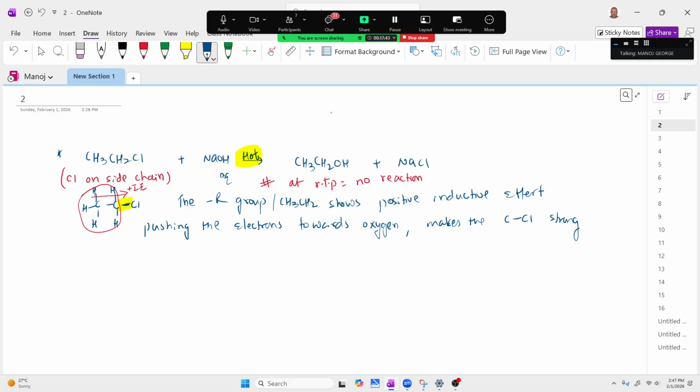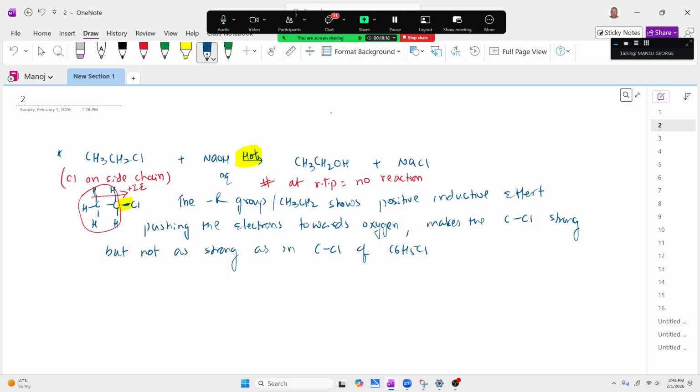Okay. So we know that making the C-Cl bond strong, but not as strong as the C-Cl bond of chlorobenzene. So we're just trying to compare the C-Cl of chloroethane. It is strong, but we can break it with NaOH aqueous heat. If we use NaOH aqueous at room temperature, there is going to be no reaction there.